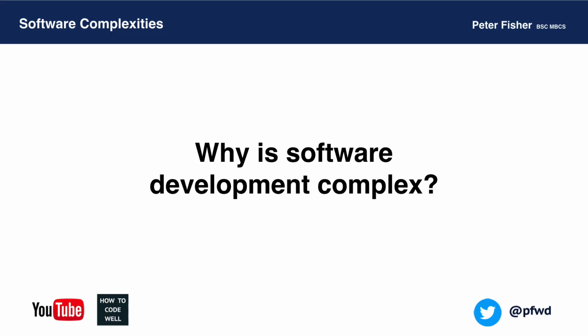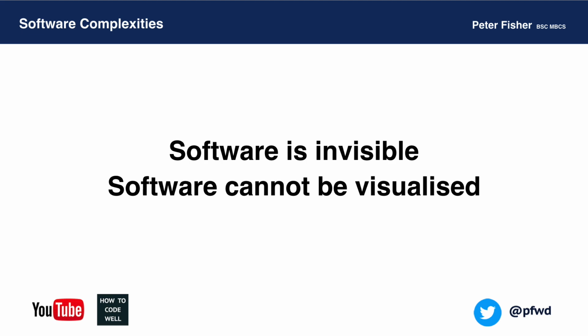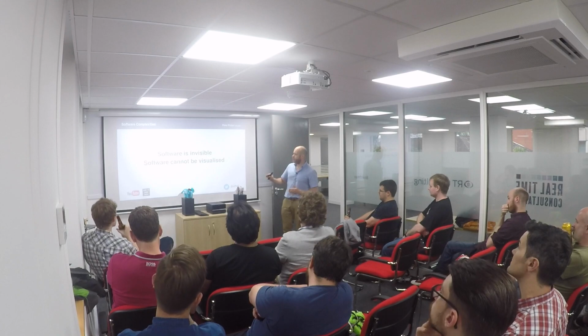So why is software development complicated? I've discussed the blame game, but really what is the thing that makes software development complex? Well, this might be a bit of a brutal statement, but software, in my opinion, is both invisible and it cannot be visualized.